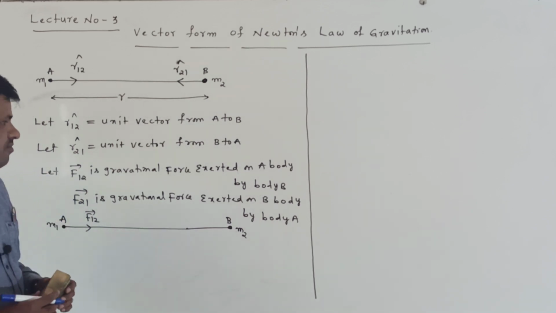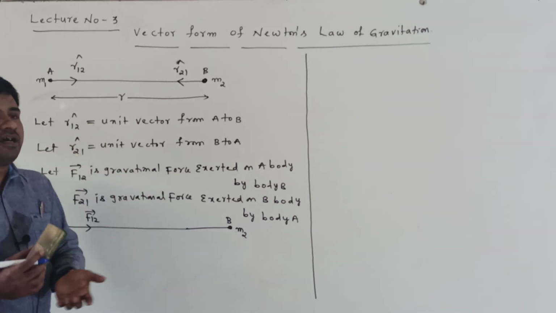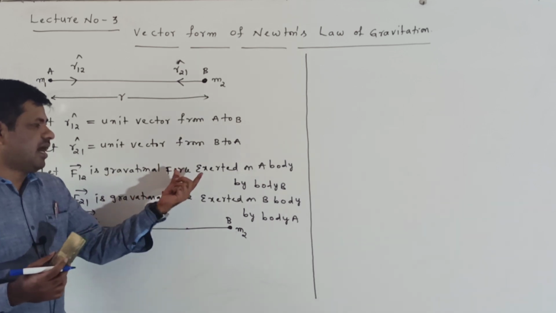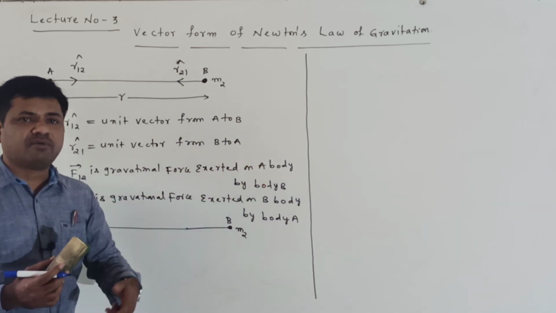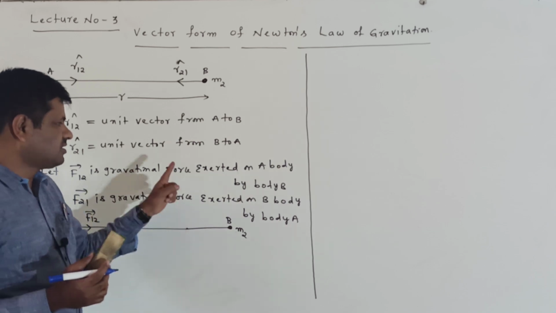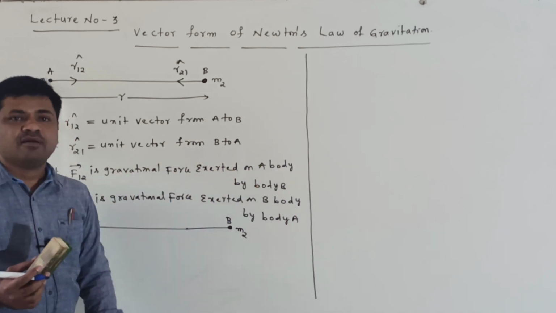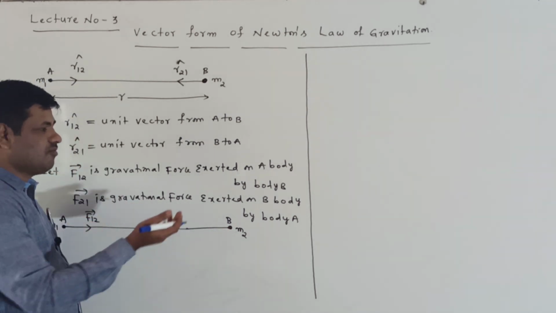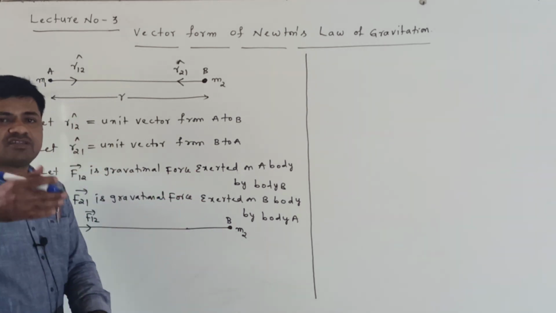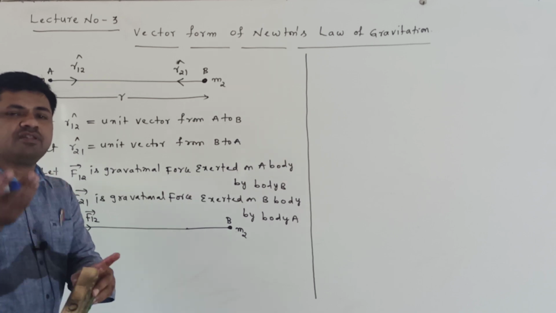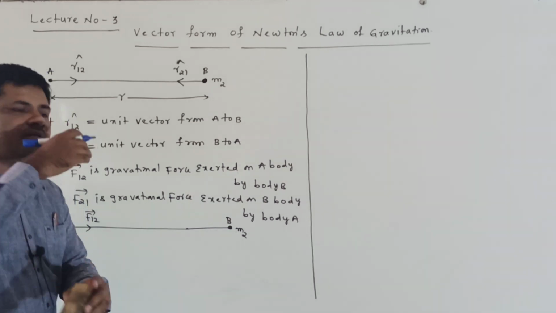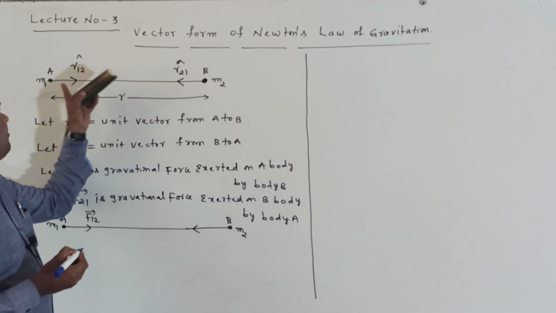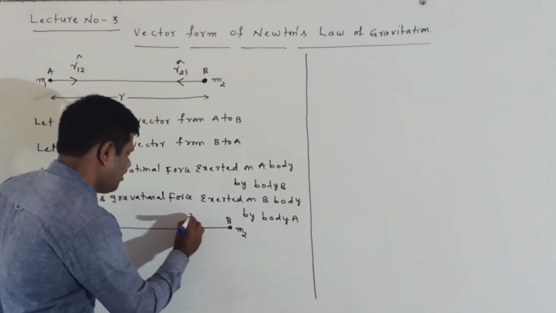Clearly understand this one. But what is the unit vector we can take here? The force is acting on the A body due to which body? B body. So the unit vector is taken from B to A, because the gravitational force is acting on the A body due to the B body. That's the reason I am taking the unit vector from B to A. We already know the B to A unit vector.